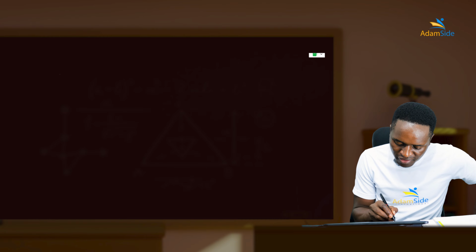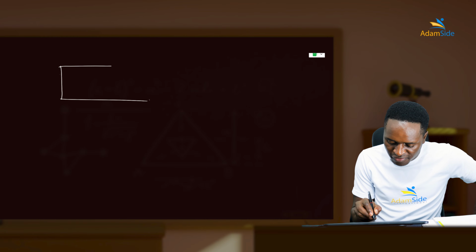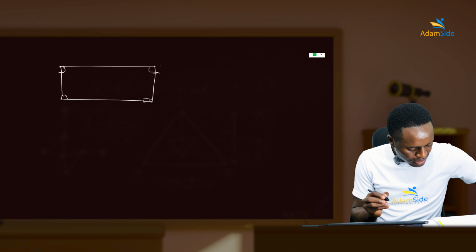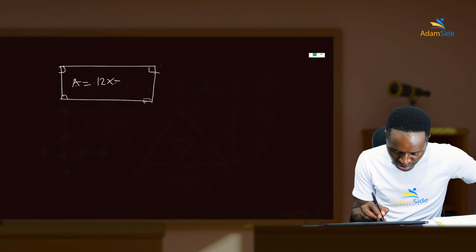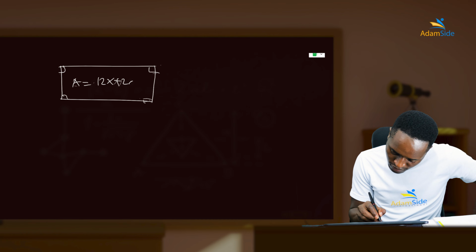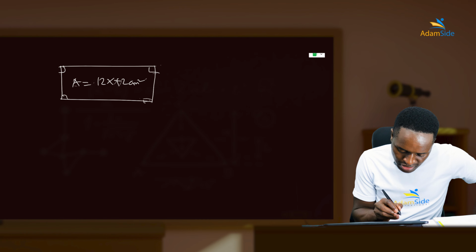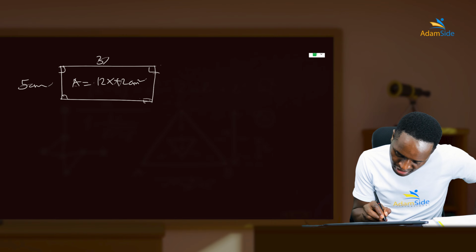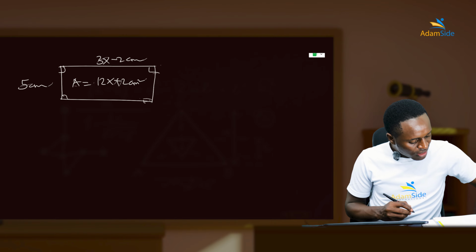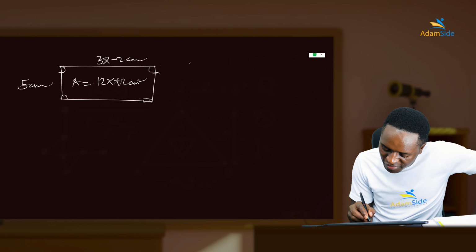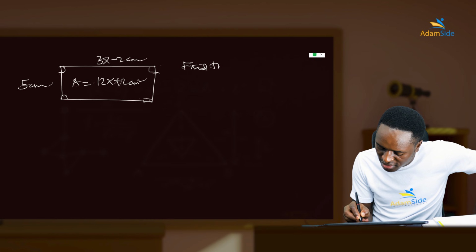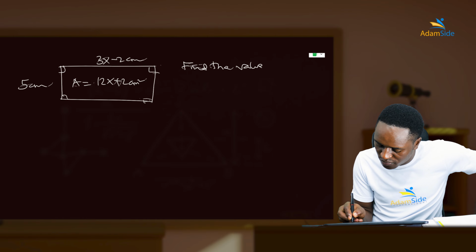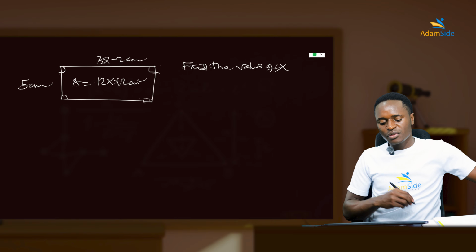So we have been given a specific rectangle. And this is my sketch of my rectangle, and then it says its area is 12x plus 2 square centimeter, the width is 5 centimeter, and the length is 3x minus 2. Find the value of x. So we've been told to find the value of x, but we've been given the area.